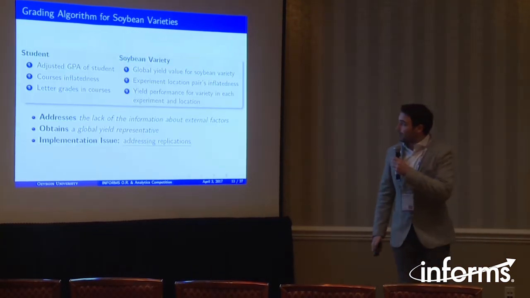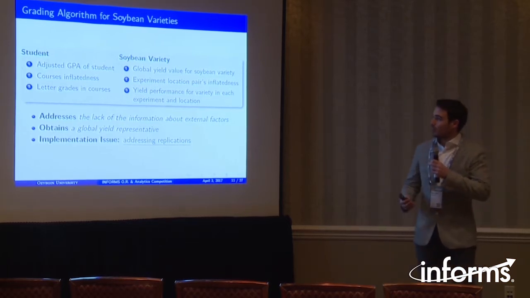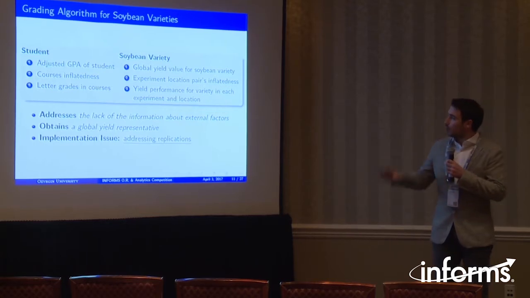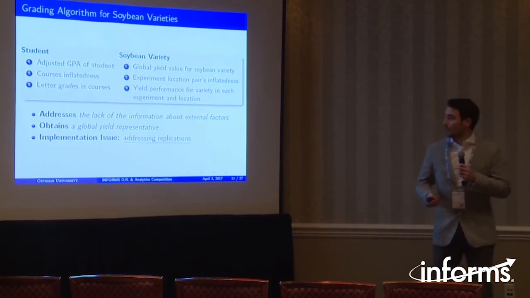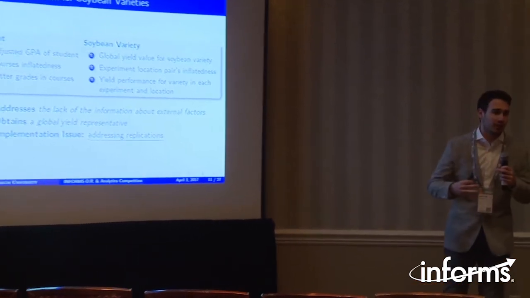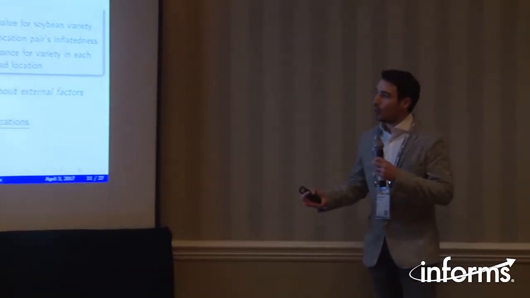Now, how we implemented the grading algorithm for soybean was that we changed the adjusted GPA of a student to the global yield value for soybean varieties. We treated course inflatedness as the experiment-location pair's inflatedness, and the letter grades in the courses became the yield performances of varieties in each experiment-location pair.